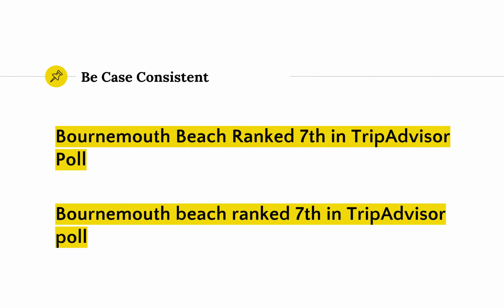And here we have an example. You can see in the first headline, which is a title case headline, nearly all the words are capitalised, apart from the word in. Whereas in the second headline, which is sentence case, the only words capitalised are the first word and any following proper nouns. In this case, the name TripAdvisor.